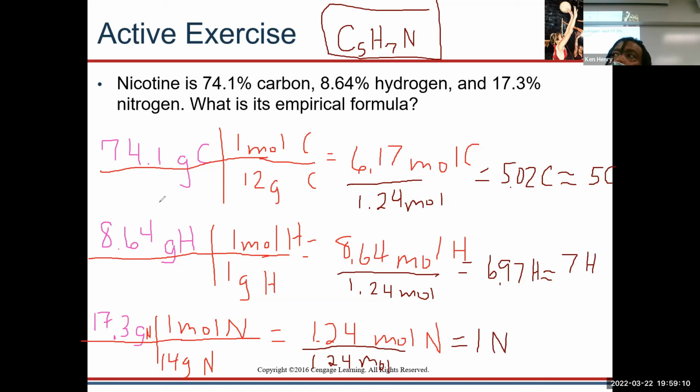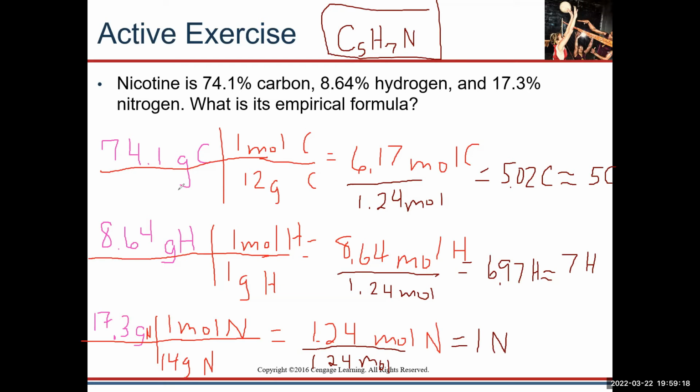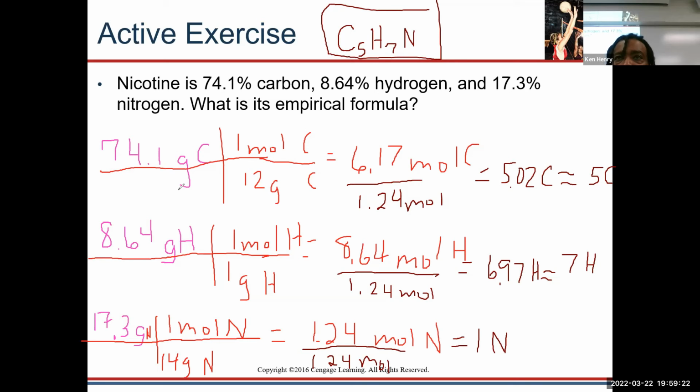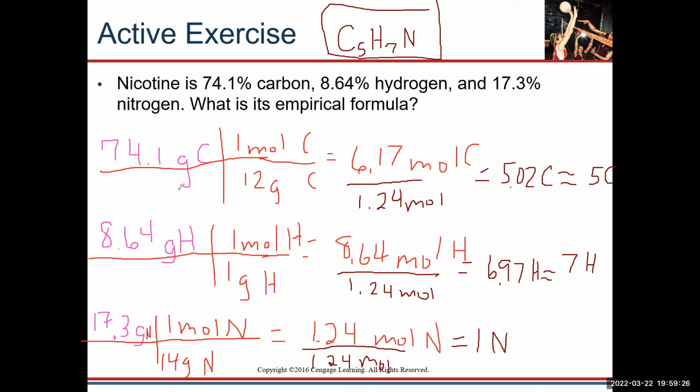It depends on the mass of the element. So how much does carbon weigh? You look on your periodic table. Yes, it's 12. So that's why we're going to divide by 12. We want to get rid of grams because we want moles.